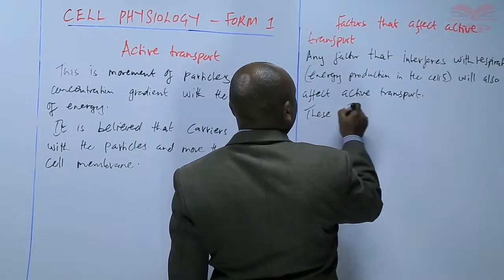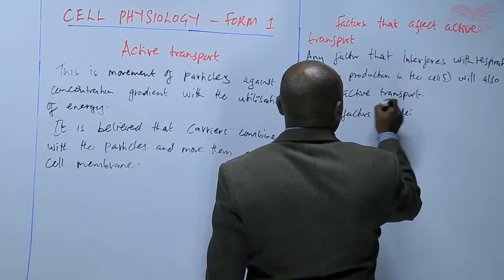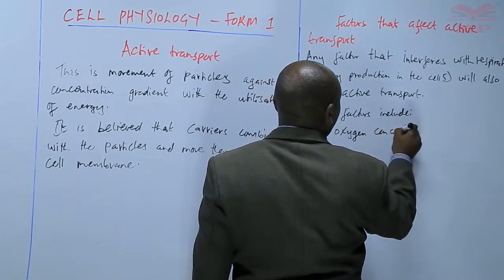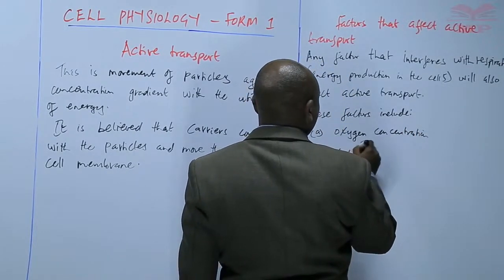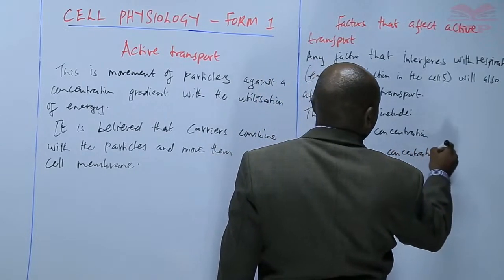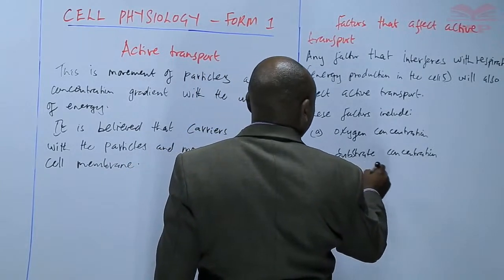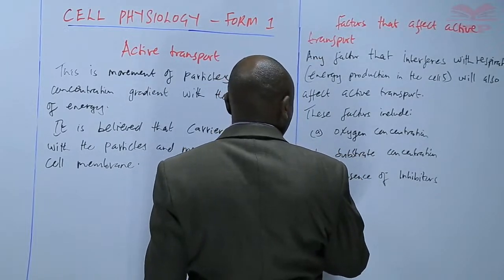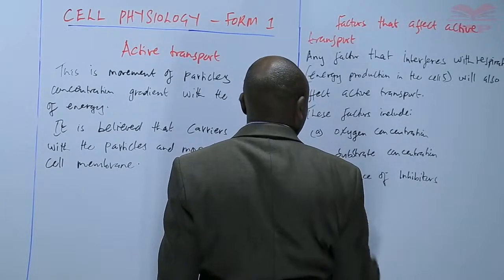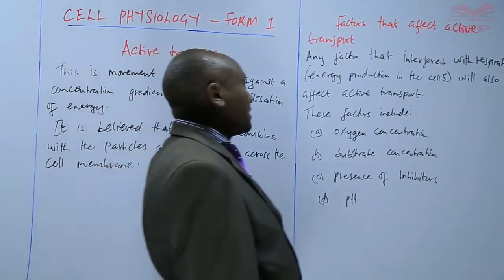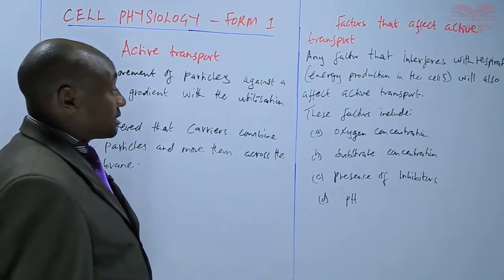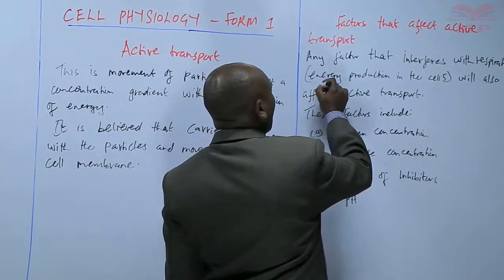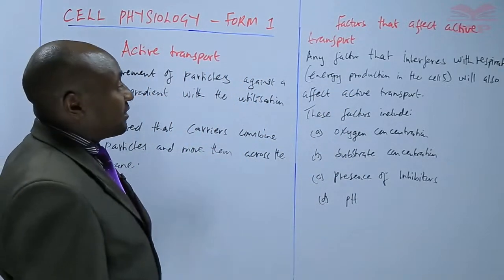So these factors include: A, the oxygen concentration, substrate concentration, the presence of inhibitors, pH. So all those factors will affect the rate of respiration or energy production within the cells, and therefore they will also affect the rate of active transport.